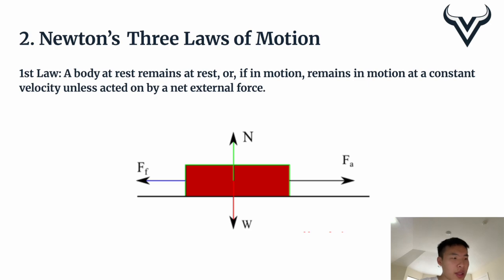The first law is a body at rest remains at rest, or if in motion remains in motion at a constant velocity unless acted on by an external force. Here, I have shown you a free body diagram. We'll be talking about this later on in the video.